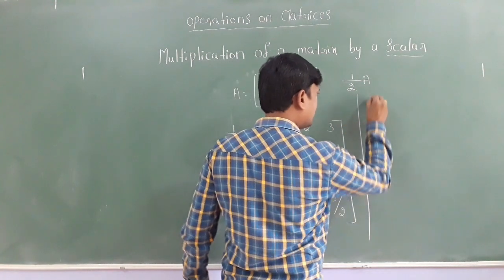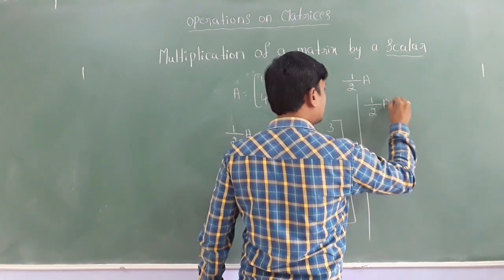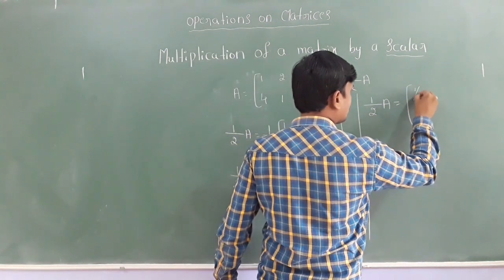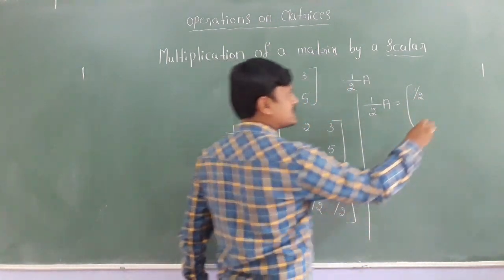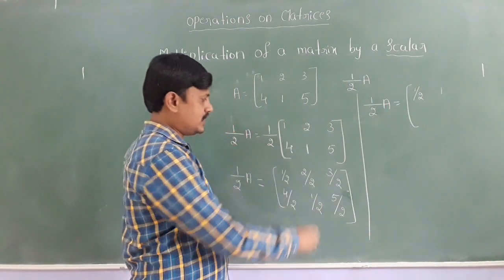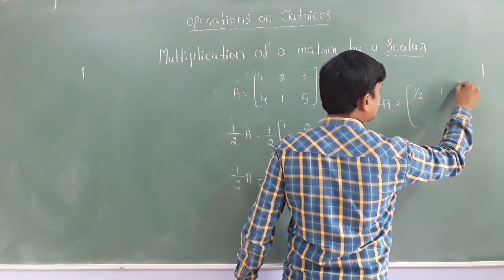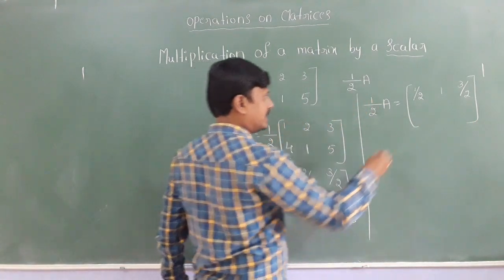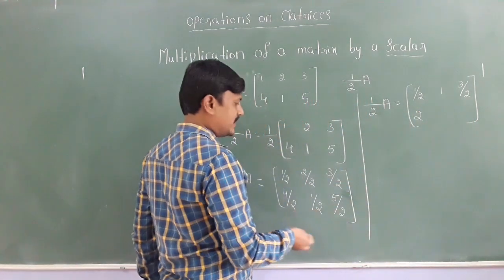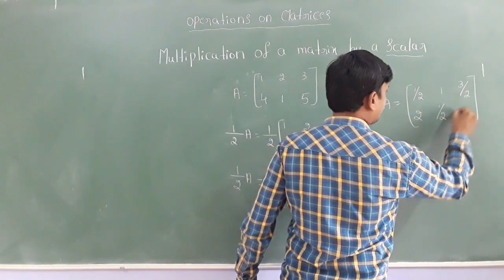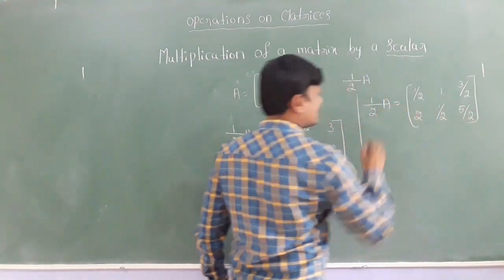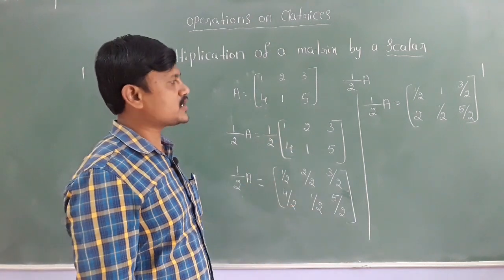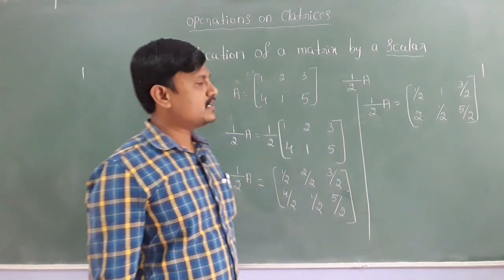Then simplifying, 1 by 2 into A is equal to: 1 by 2 is as it is. Here 2 divided by 2 is 1. 3 by 2 is as it is. Again 4 by 2 means 2. 1 by 2 is as it is. And 5 by 2 also as it is. The value of 1 by 2 into A. Its meaning is multiplication of the matrix by a scalar.